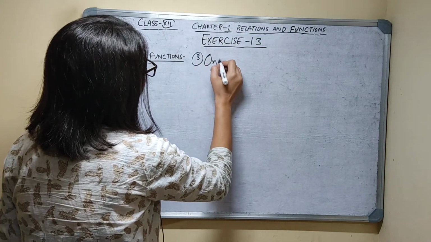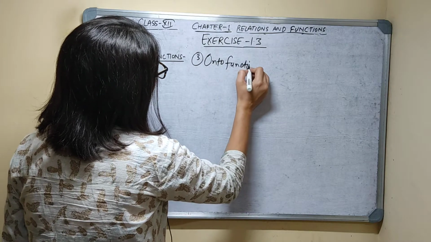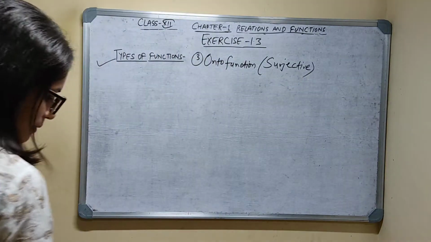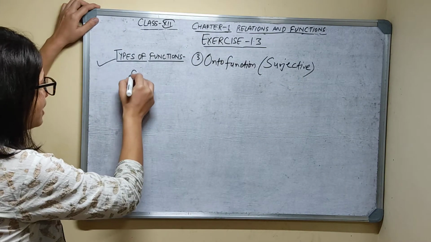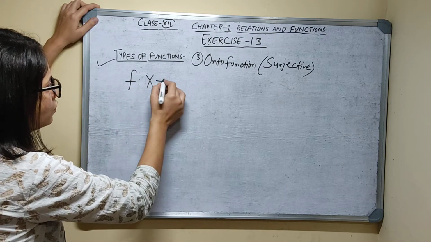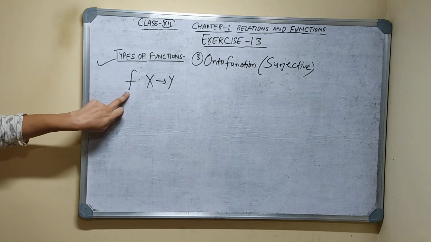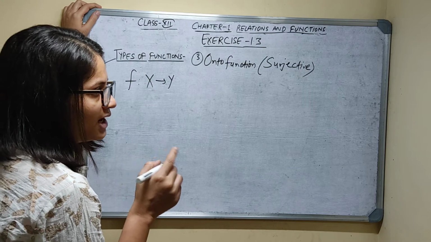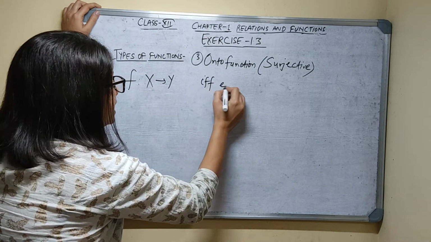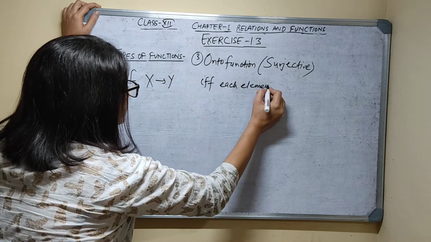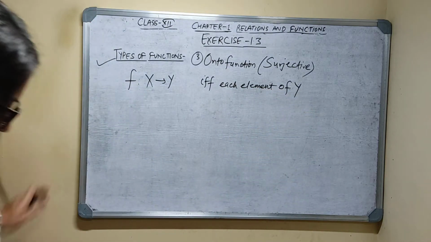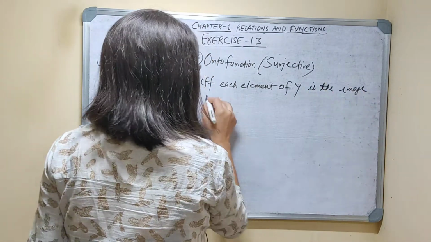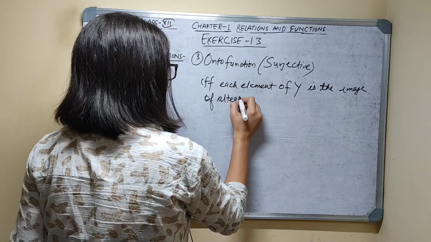Third is onto function, or you can say surjective. What do you mean by onto function? If a function f is defined from x to y, if each element of y is the image of at least one element of x.